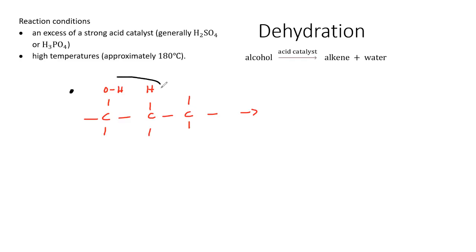So all I'm going to do is remove this OH and H, and my product at the end of the day would be like this. There's my double bond. Those are my single bonds there. So that's all that you're probably going to have at the end of the day. There are no two products here.